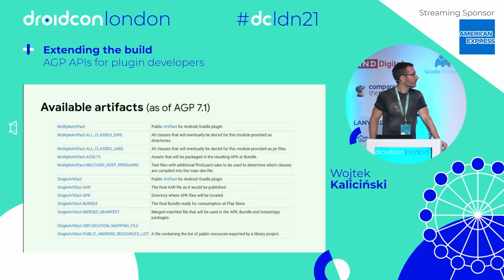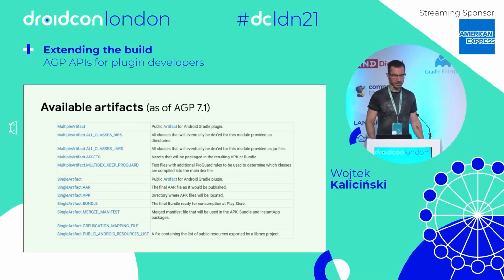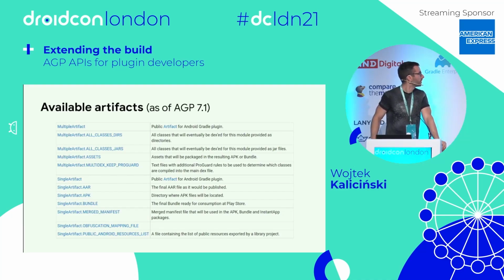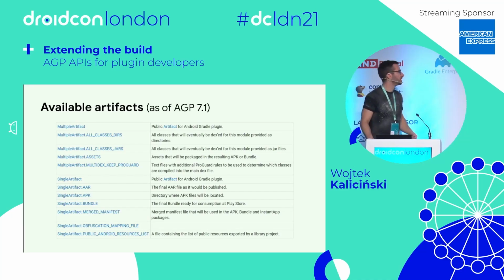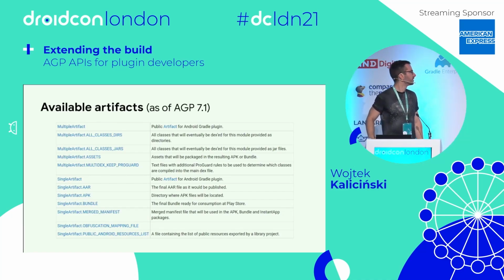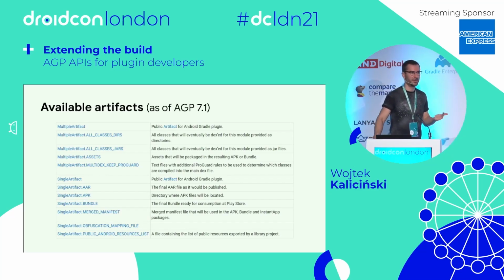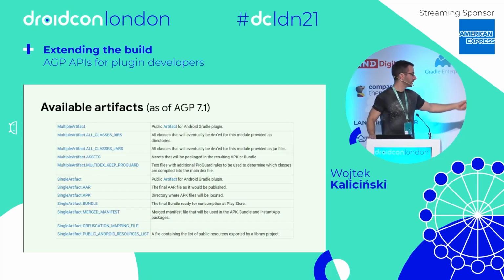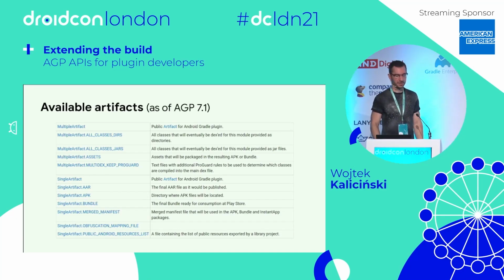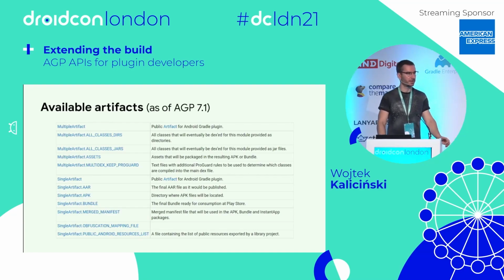And here is a list of artifacts that actually exist in the API as of version 7.1. We keep adding them once they stabilize. So you can look at stuff like the class directories, the class jar files that come from libraries. You can inspect assets. You can also get the final outputs of the build, so the AAR, APKs, bundles. You can look at the merge manifest and so on. So this is taken from our reference documentation. You can find it on the artifact class.